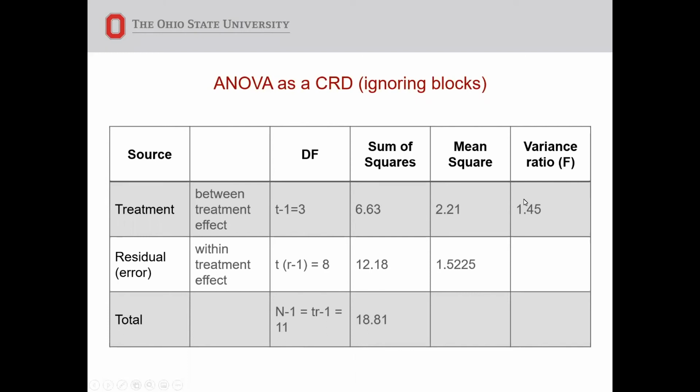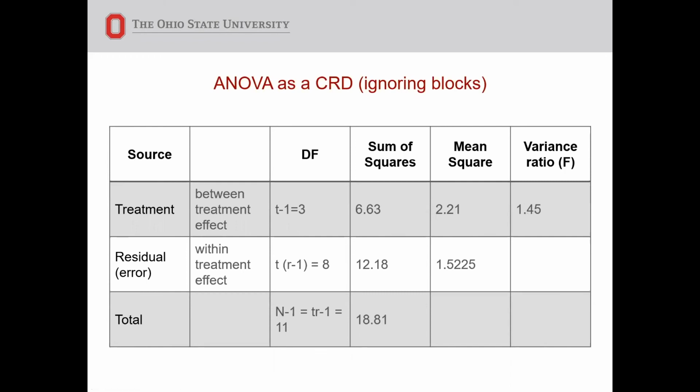In this case, importantly, we can see that the variance ratio is quite small, and without looking up the F value for 3 and 8 degrees of freedom, my prediction would be not significant. Typically, less than 2 is not significant.